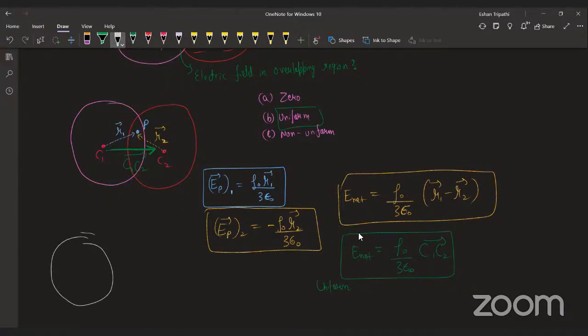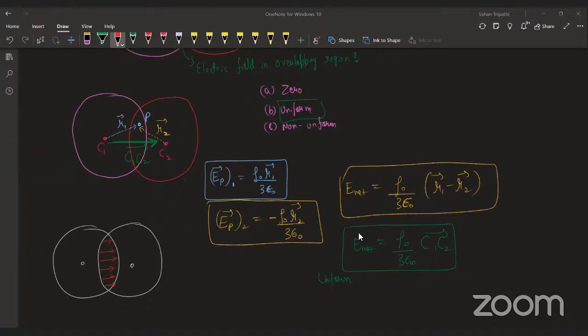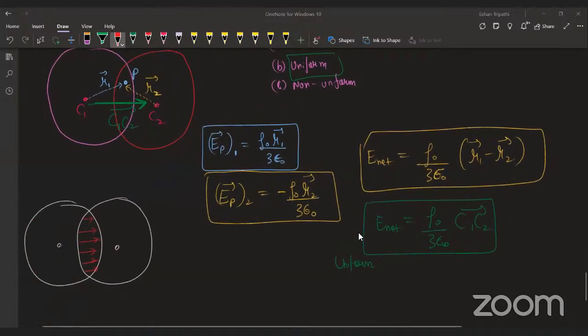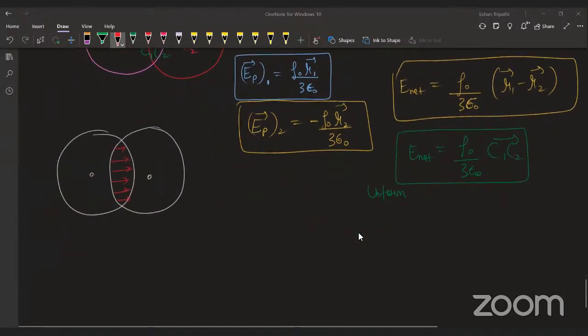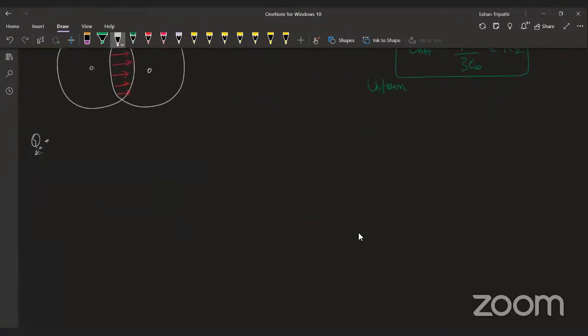now. See, what's the direction? C1 to C2 direction. Whichever direction you connect their centers, left to right, the exact same is the direction of the electric field in between them. What happens at other places is difficult to comment on, but in the overlapping region, we can certainly say it's like this. Okay, everyone clear about this? Fine. Let's move to the next concept.